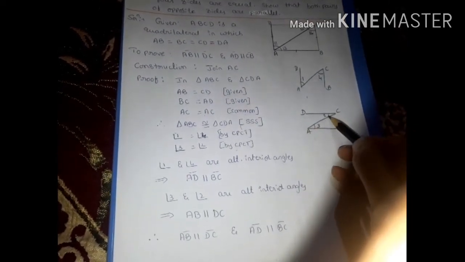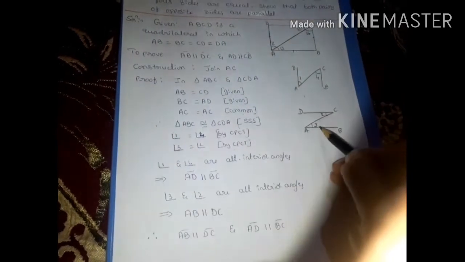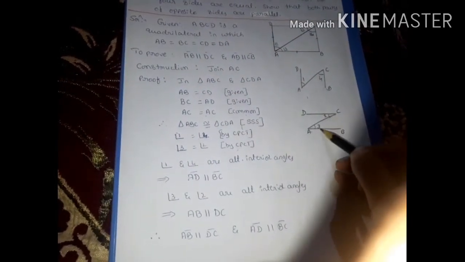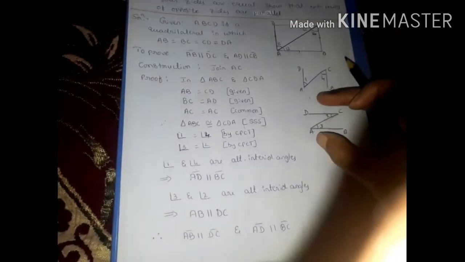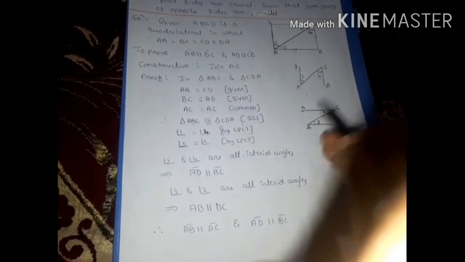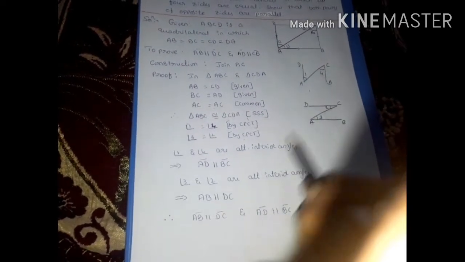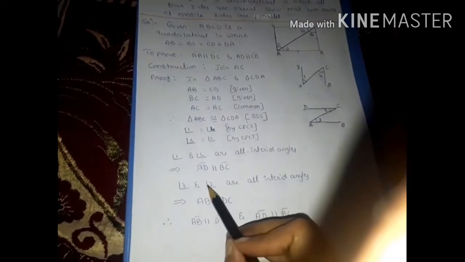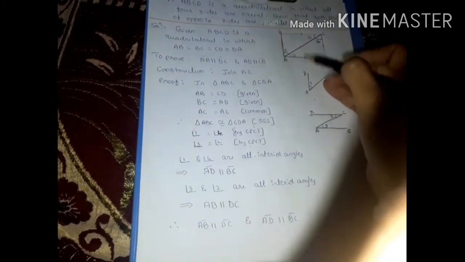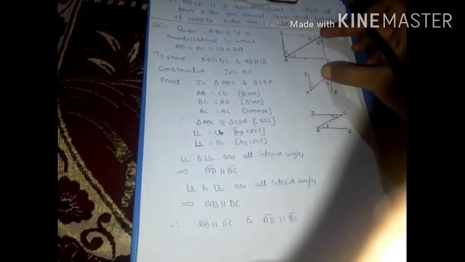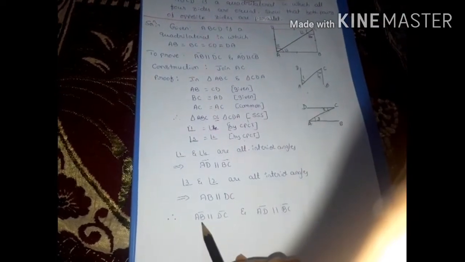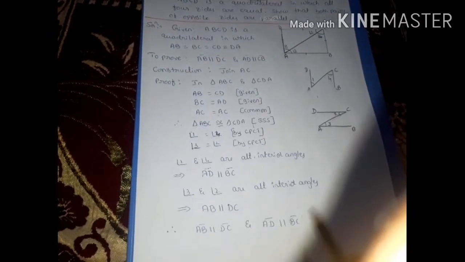Angle 3 equal to angle 2 by CPCT we showed, and these two angles act as alternate interior angles. When alternate interior angles are equal, then these two lines are parallel to each other. So we can write AB is parallel to DC. So overall, what we proved here is that opposite sides are parallel to each other. Therefore, last you have to write AB is parallel to DC and AD is parallel to BC.